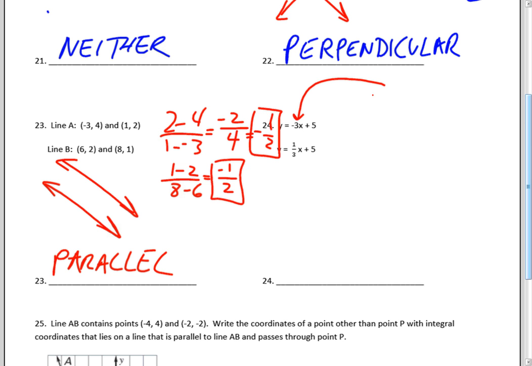A negative 3. How do I write that as a fraction? Put it over 1. We want to deal with fractions when we're dealing with slopes. What's the slope of the second one? 1 over 3. I didn't have to do any work. It was right there in front of me. Do I care about the 5s? No, that's the y-intercepts. What do you see? What kind of pattern, and what is it? Are they opposites? Are they reciprocals?